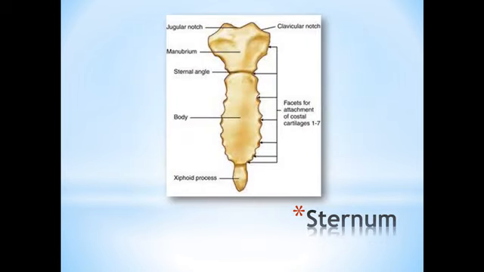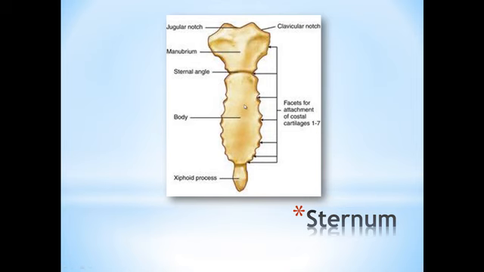The sternum is divided into thirds. So we have the upper portion, which is the true manubrium. We have the body, and we have the xiphoid process.